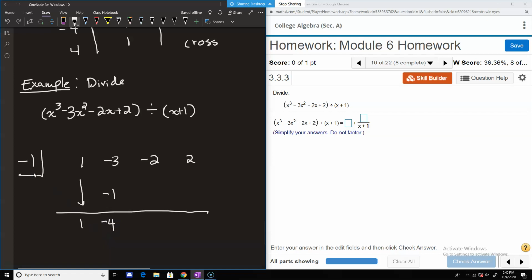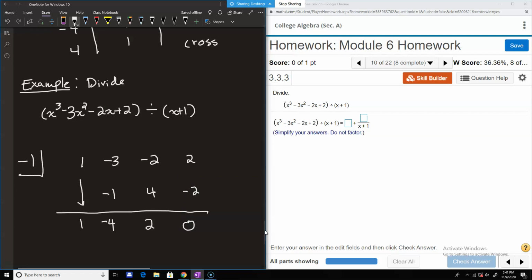Now I multiply -4 by this -1 and bring that up to the next position. So that's +4. Now I add that column. -2 plus 4, +2. Now I write this number times -1, and I write that in the next position, and then I add the column. And now I'm done. So I've done the division.